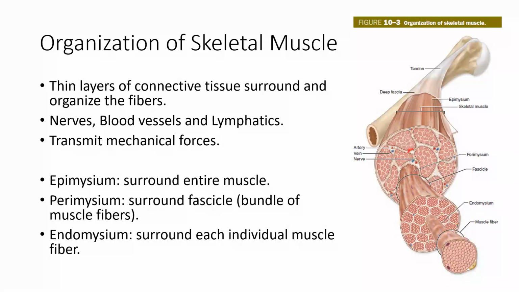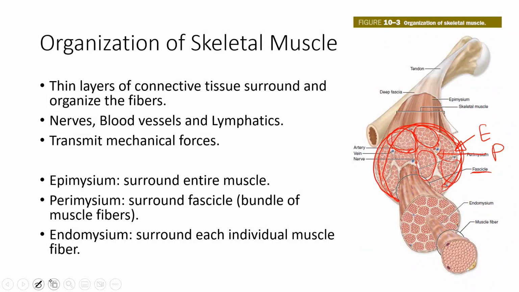So if we look at the organization of a whole muscle, it is covered by the epimysium. So this is the epimysium which covers the whole muscle. Then we have muscle fibers together. These areas are called fascicles. These muscle groups are called fascicles, and they are covered by the perimysium.